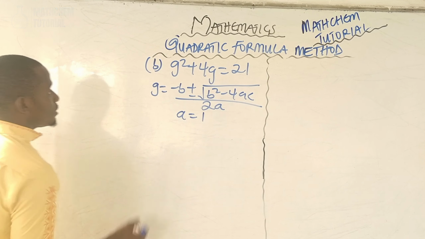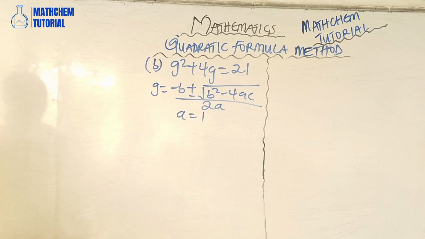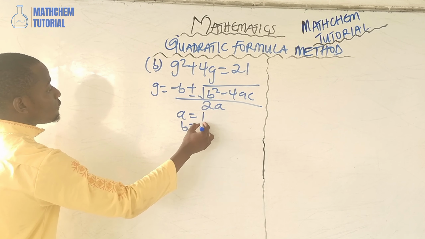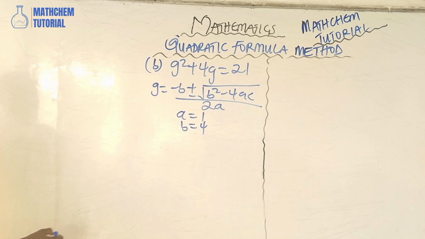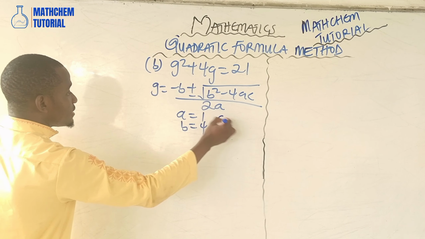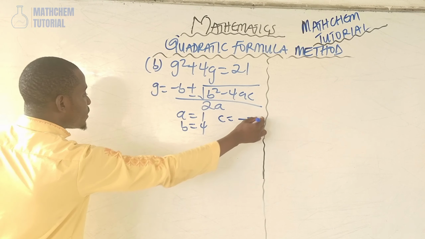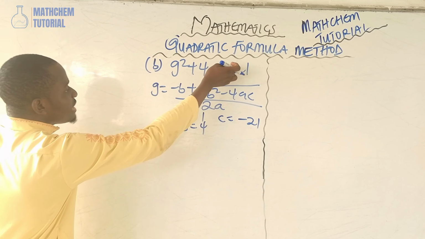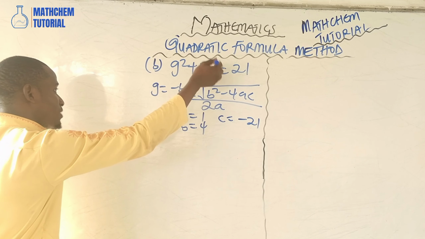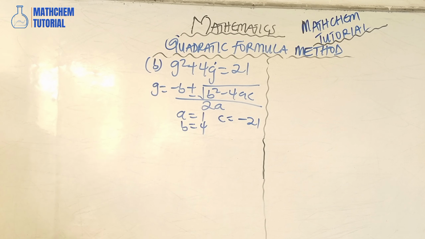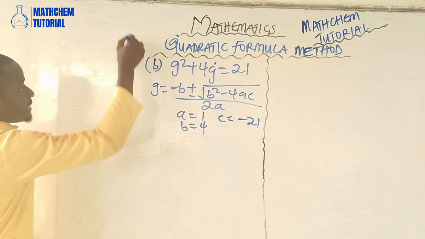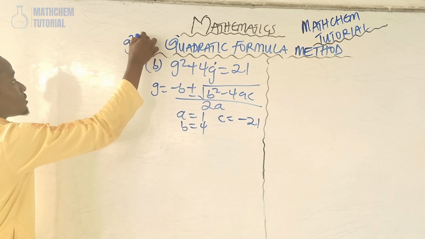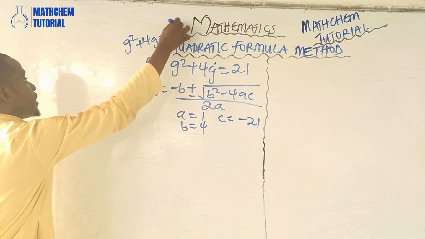A equals 1 because of the coefficient of g squared. B equals 4 because of the coefficient of g. While c equals minus 21. Yes, minus 21, simply because this 21 is going to move to this side, where the sign plus changes to minus, equals 0. Something like g squared plus 4g minus 21 equals 0.